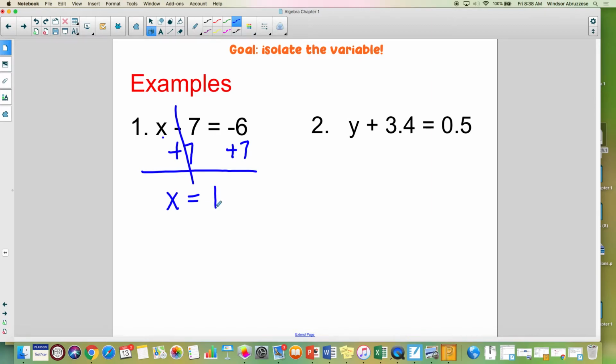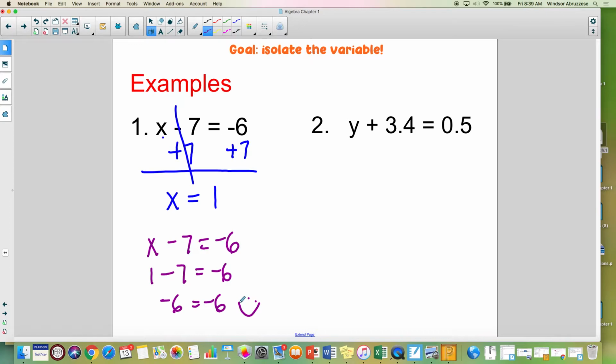Now the best thing about math is if you go back and plug in or substitute your solution into the original equation, you will know if you did this correctly. Substitute in your answer for x, 1. 1 minus 7 equals negative 6. 1 minus 7 is indeed negative 6. So we know we did this number 1 correct.